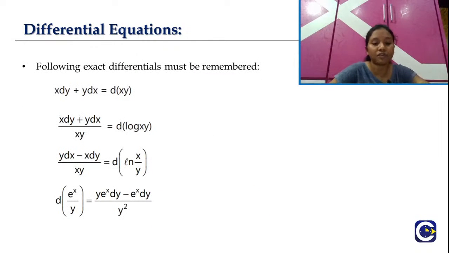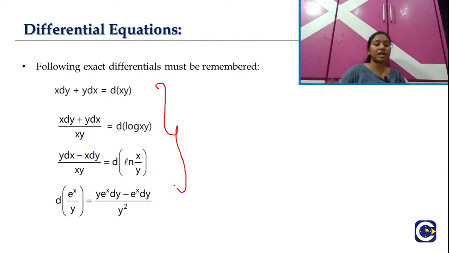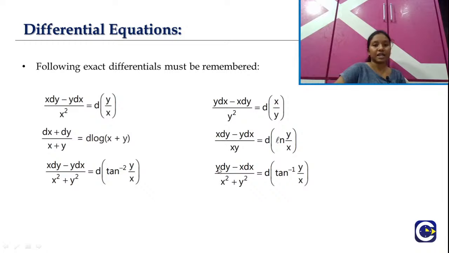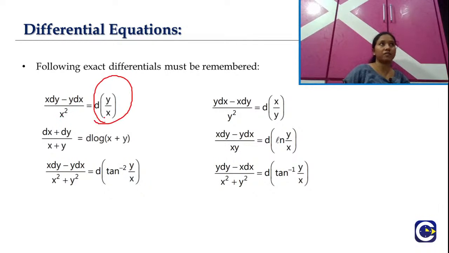So here we have some exact differentials which must be remembered. You can just have a look. These are some standard results, so have a look over this and remember these exact differentials. Even if you have x dy minus y dx by x square, you can directly write it as d of y by x, and likewise for x dx plus y dy divided by x plus y. So likewise, you can have an overall look over these exact differentials.